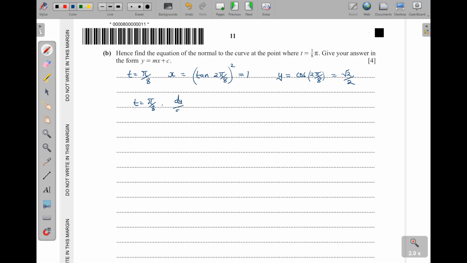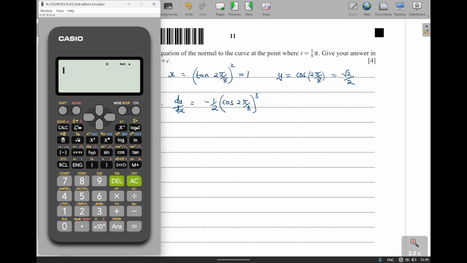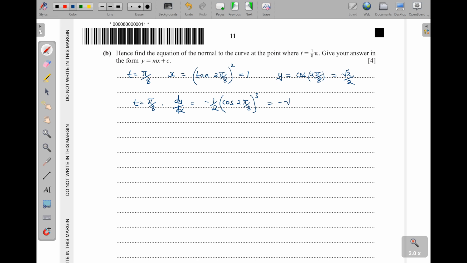So our dy/dx is going to be negative a half. Remember, it was cos cubed. So we can put cos of 2 times pi over 8, then after, we cube this one. Okay? So when we put this all together in the calculator, negative 1 over 2 times cos of pi over 4, then we cube this one here. So it gives us negative root 2 over 8. So negative root 2 over 8.